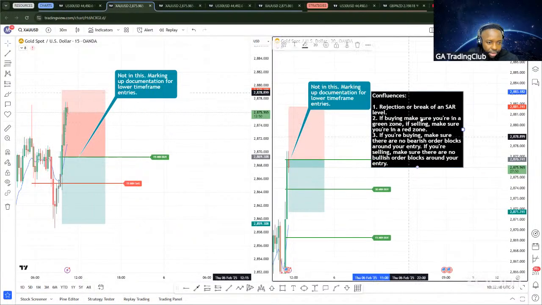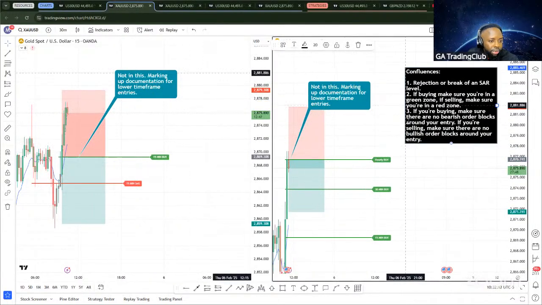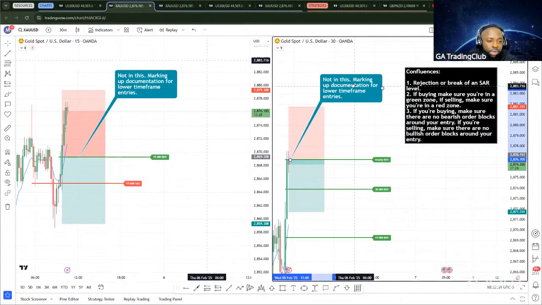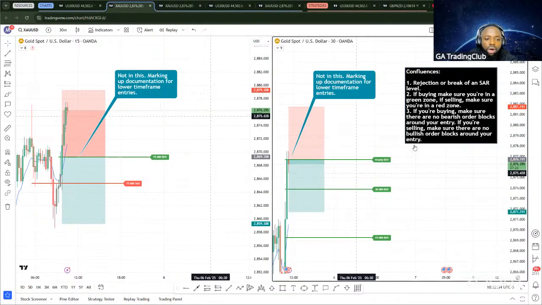I'm doing this so that I can take screenshots for the PDF journal or PDF handbook that I'm creating, so that you guys can trade when I'm not on the live session. You guys can trade Asia if you want. You guys can trade London if you want, depending on what trader you are.